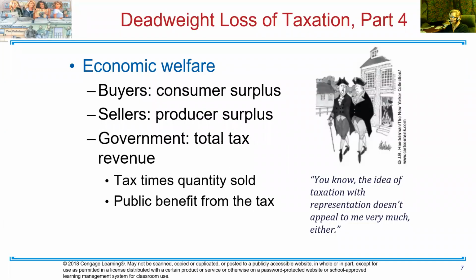Okay, so we have three basic players in this scenario. We've got the buyers, who are affected because they get less consumer surplus. The sellers are affected because they get less producer surplus or profit. The government now gets some tax revenue from the tax wedge, and we'll take a look at how those things are actually calculated.